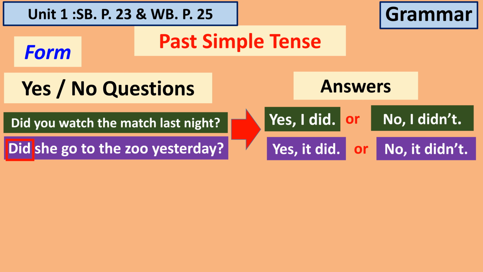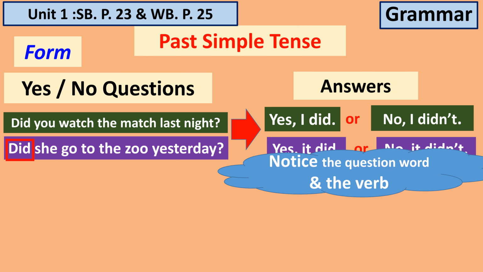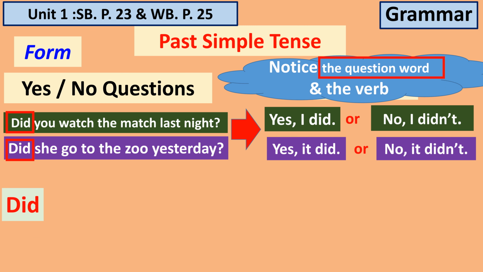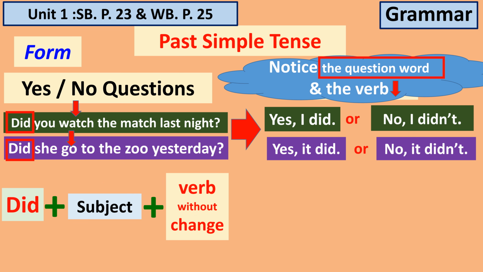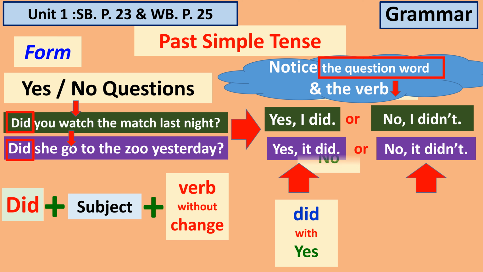Okay, done with this one? Did she go to the zoo yesterday? Yes, she did, or no, she didn't. Okay, notice this one. So I have did plus the subject, then I have the verb without a change. So we do not put it in the past. Did you watch? Okay, and the answer did with yes, and didn't with no. Done with this one. I want you to write this information in your notebook. I want to see it at school.